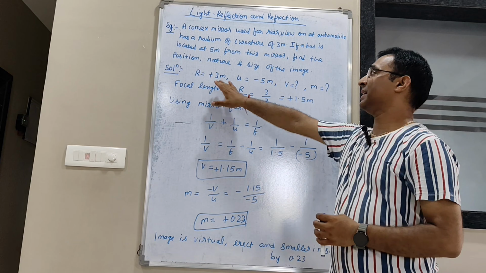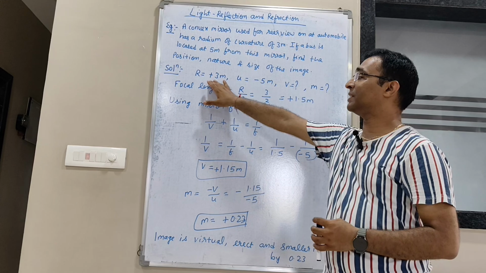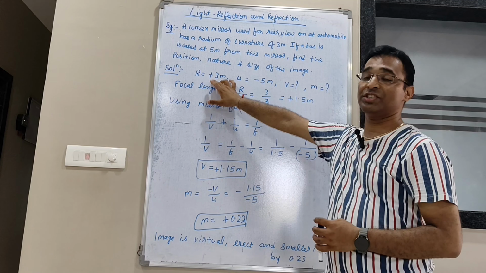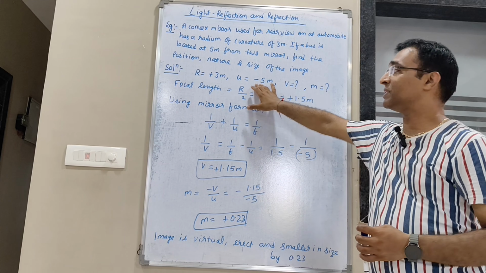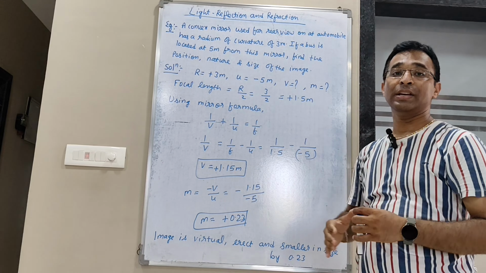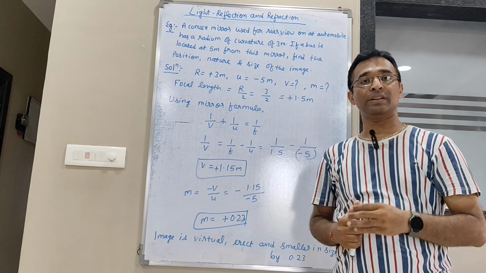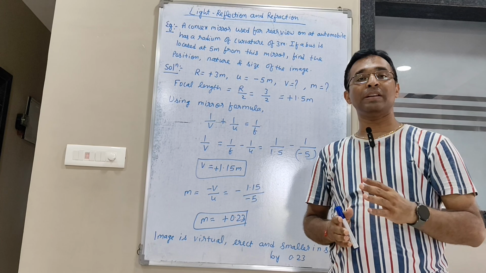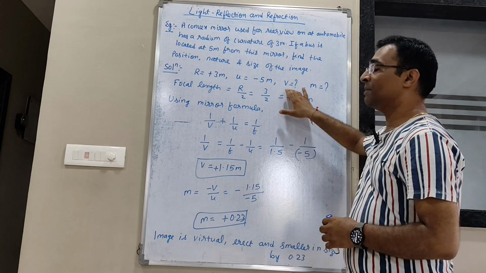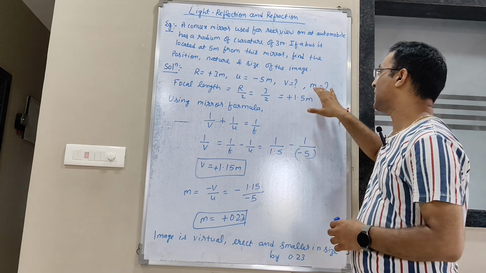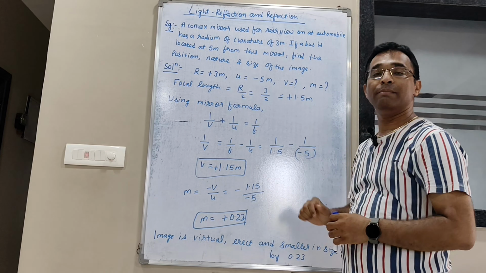Coming to the problem, the given terms are: radius of curvature is given as 3 meters. The object distance is taken as -5, because in concave and convex mirrors we know that objects are placed on the left hand side of the mirror. Image distance we have to find out, and we also have to find out the magnification.